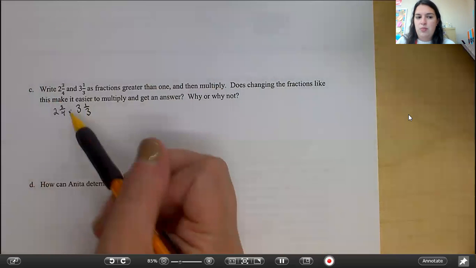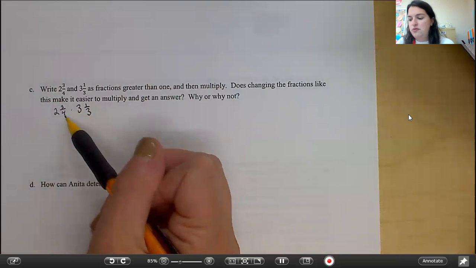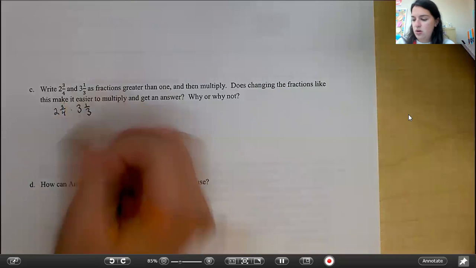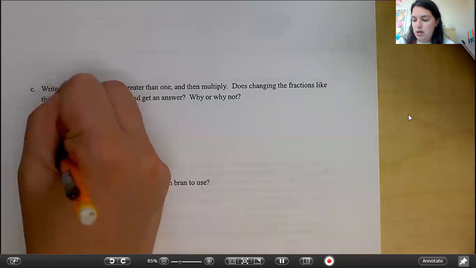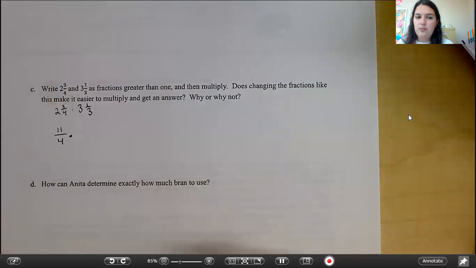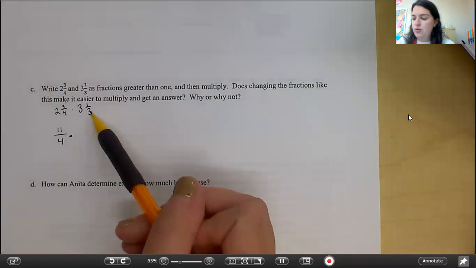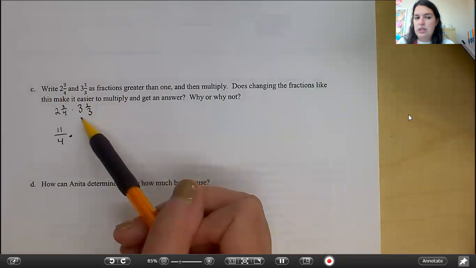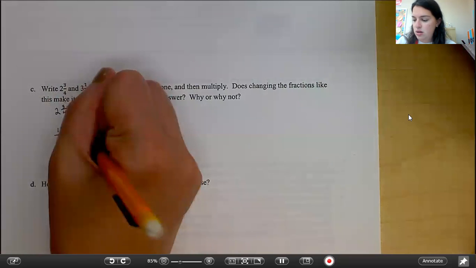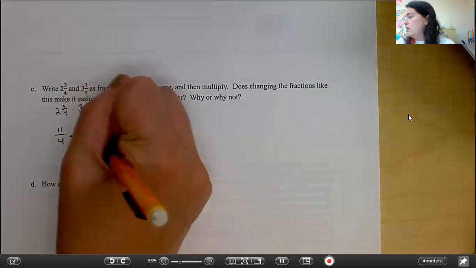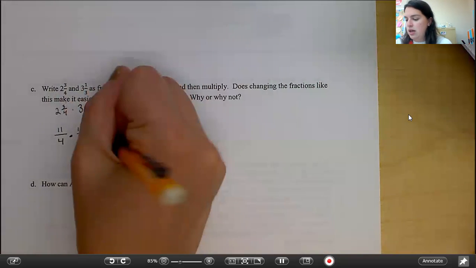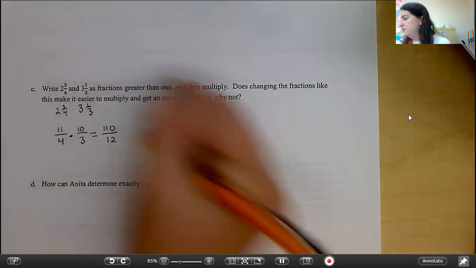So remember, to make these fractions greater than 1, we need to do 4 times 2, which is 8, plus 3, which is 11. Keep your denominator the same, which is 4. Now we need to do 3 times 3 plus 1. So 3 times 3 is 9, plus 1 is 10. 10 over 3. Now we just need to multiply across, which is 11 times 10 is 110. 4 times 3 is 12.